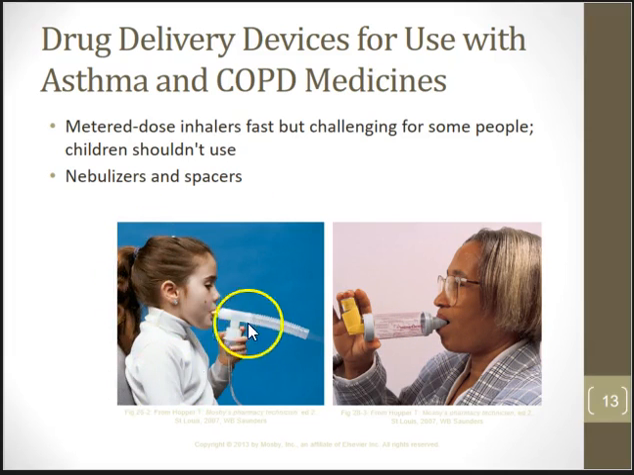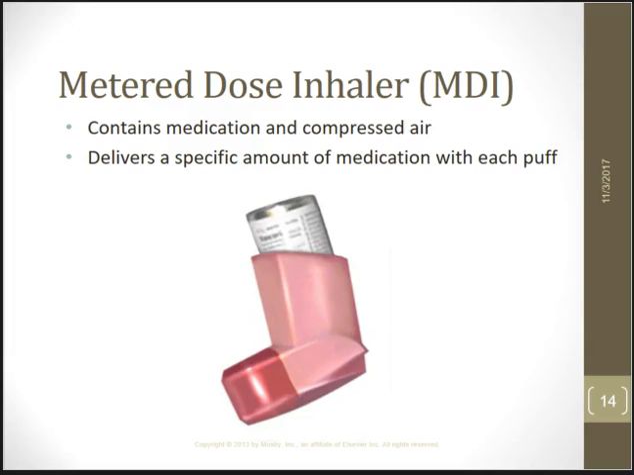Now on the left here we see this child is using a nebulizer, and that's attached to a machine that has a compressor that aerosolizes the medication, and then it can be breathed in. So a metered dose inhaler has a specific number of actuations or doses. It contains a medication and compressed air and sometimes a propellant. And each time that you give a spray, it gives a metered dose, a specific amount.